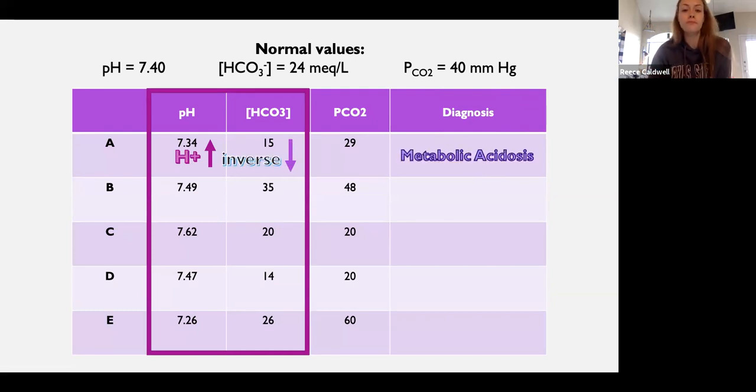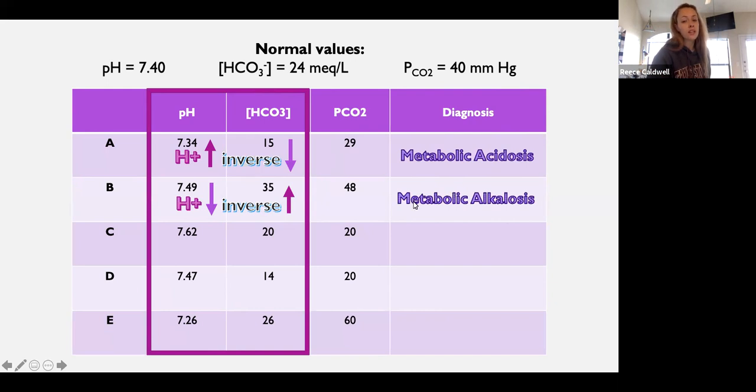B, we have a decreased concentration of hydrogen ions, because we have a higher pH. A higher pH means more basic. More basic means decreased hydrogen ions. So we have a decreased concentration of hydrogen ions and an increased concentration of bicarb. So again, we have that inverse relationship. And with inverse relationships, we know it's going to be a metabolic disease. So respiratory, they go in the same direction. Metabolic is inverse. So just try and memorize that, because it'll make it really easy.